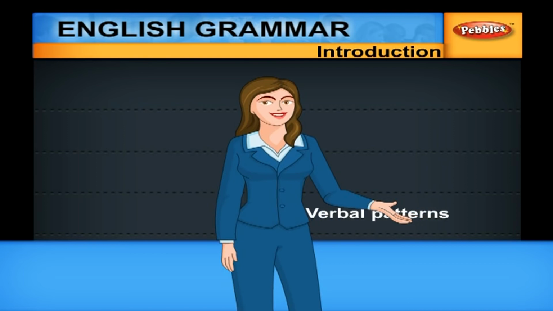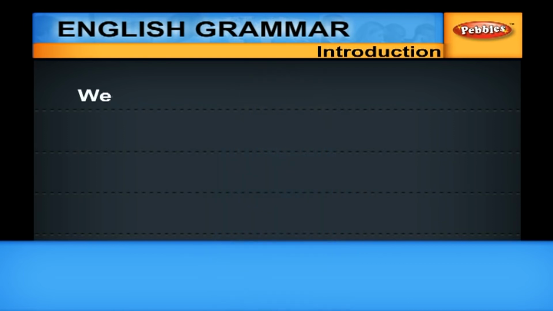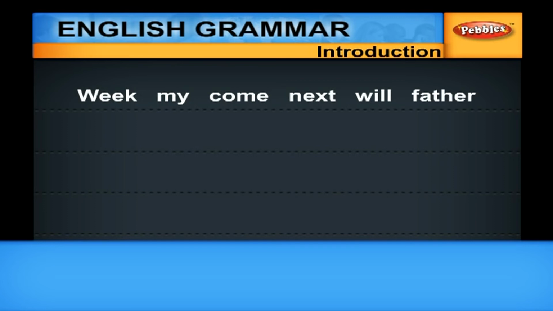Let me give you a set of jumbled words. Week, my, come, next, will, father. How to form a sentence from these words? You find out that some words tend to go together with some other words. This is what we call collocation. For example, here, week will go only with next. You have to say next week.